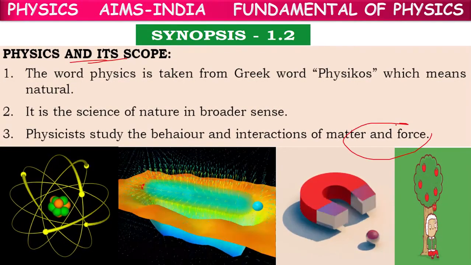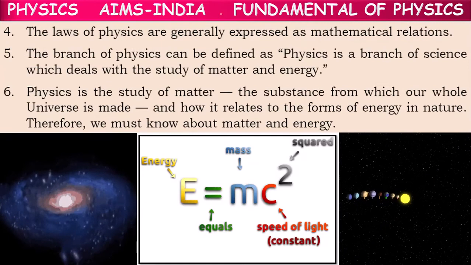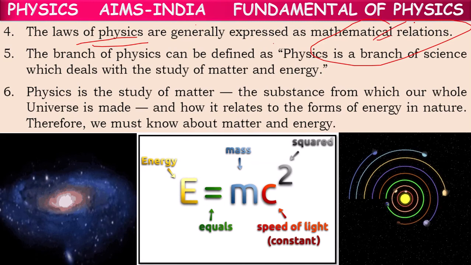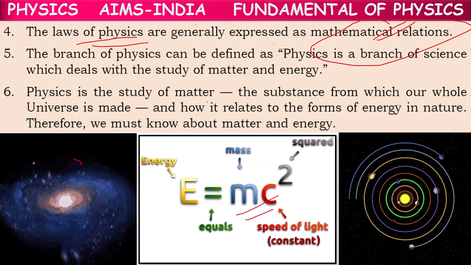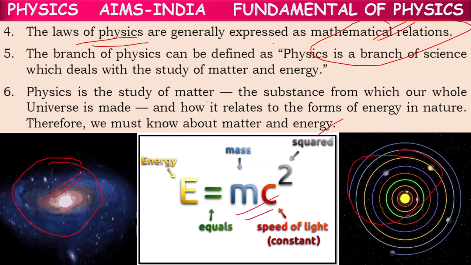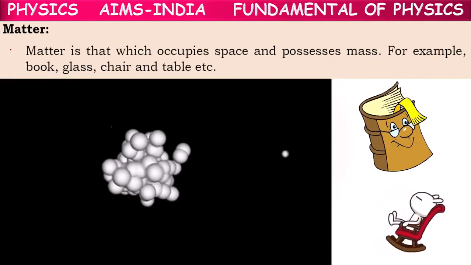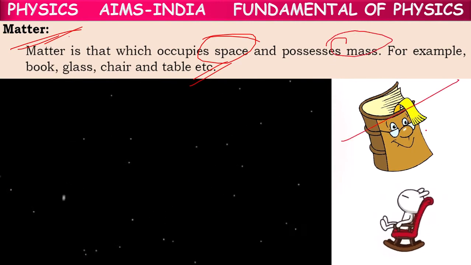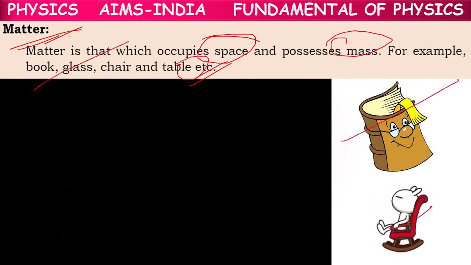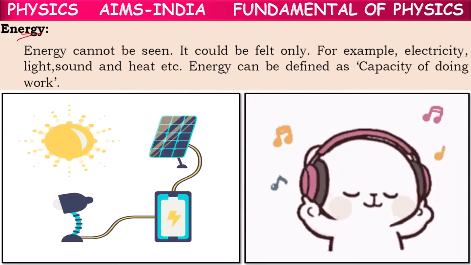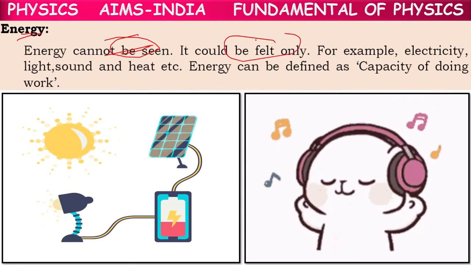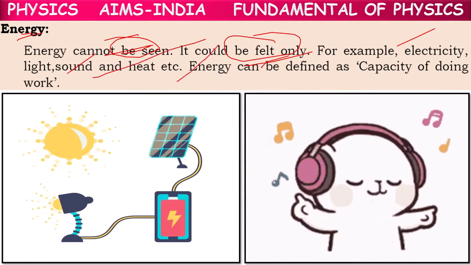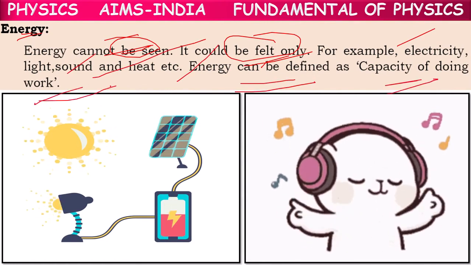Physics means we study about matter and force. Laws of physics are related by mathematical relations. It studies about the universe. It studies about energy. Matter means anything which occupies space, which possesses mass, like book, chair, table, glass. Energy means which cannot be seen, which can be only felt: electricity, light, sound, heat. Energy can be defined as capacity of doing work.